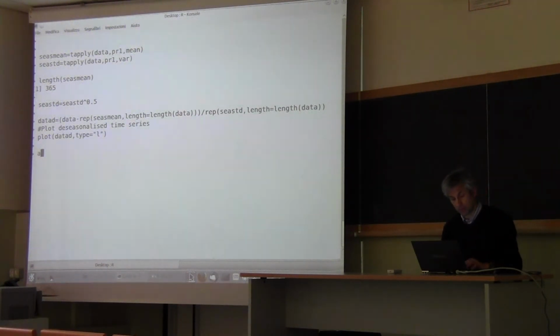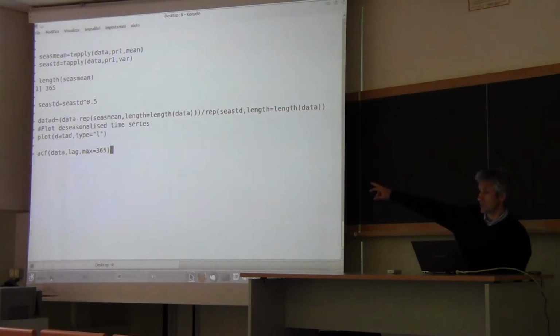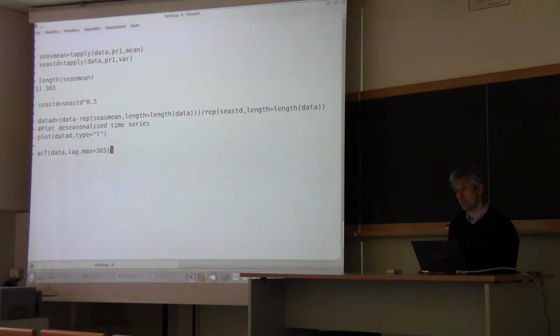So the autocorrelation function is a very useful indicator of possible seasonality. So let's try to plot it. ACF data, lag.max equals 365. Lag.max is a parameter, an argument of the function, that allows me to specify the maximum lag to which I want to compute the autocorrelation function.